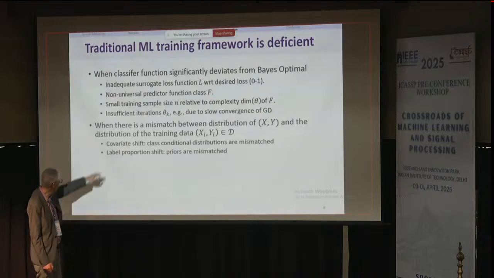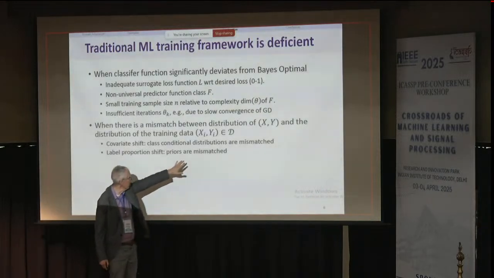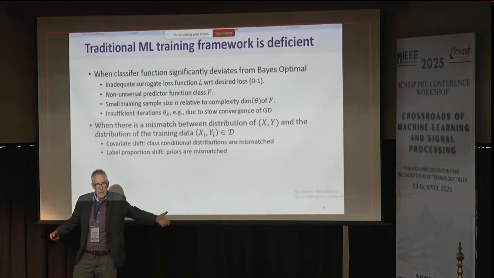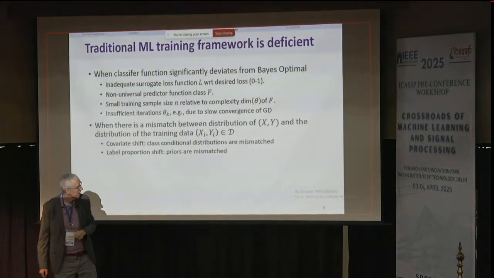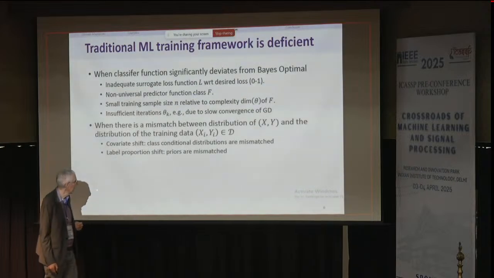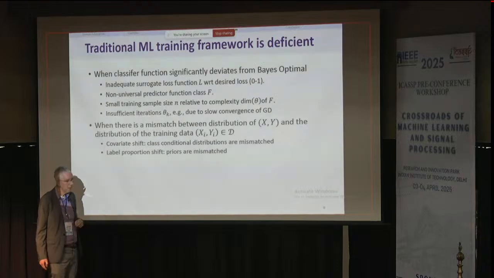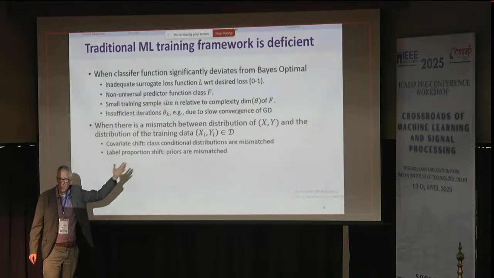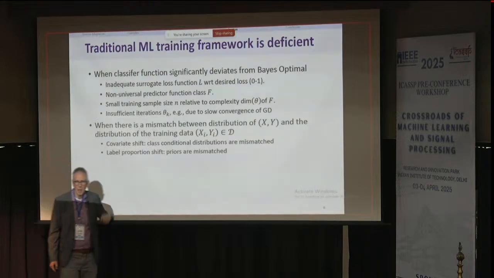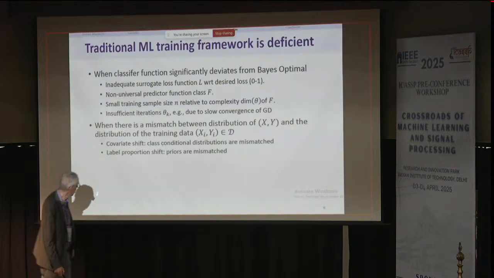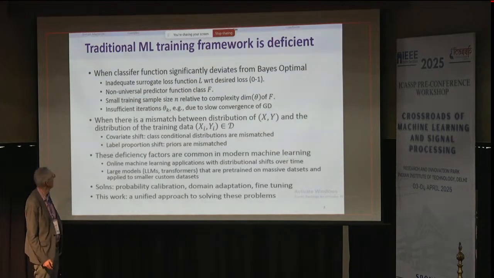Covariate shift meaning the class conditional distributions for the pre-trained model, the likelihoods of the feature sets given the labels, have a different distribution, or some shift in distribution has occurred for the target data. And label proportion shift is when the priors are mismatched. There's a different proportion of positive and negative outcomes. And I'll show you a couple of examples of this in a minute.